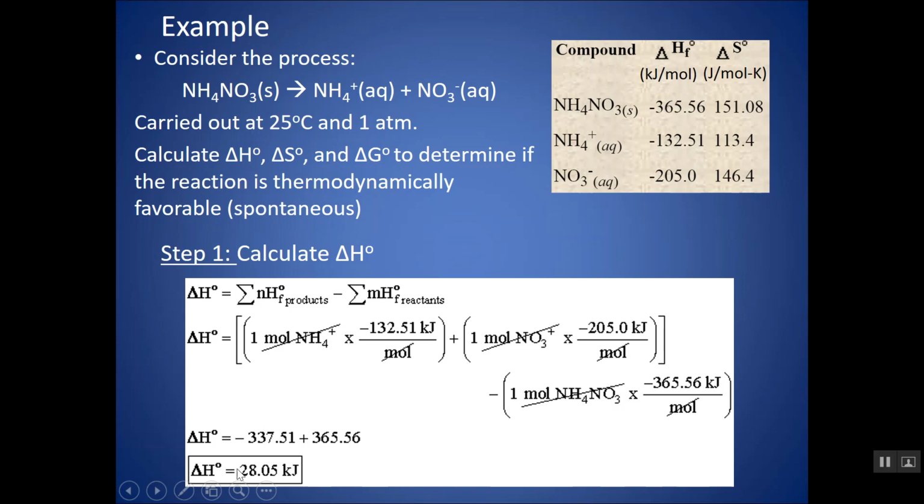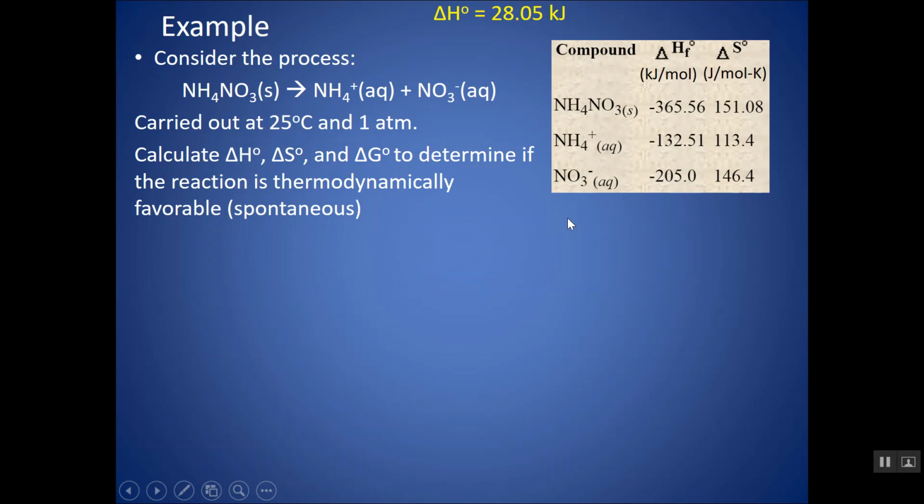Notice that my delta H overall is positive. This is an endothermic reaction. Okay, so let's calculate delta S next, and I can do that by using the molar entropies, and again doing products minus reactants times their coefficient. Right now delta H, again, I said is positive. This is not technically super favorable, but we'll see what happens with delta S and how that will affect delta G. So, and I'm just keeping tally of my delta H up here.